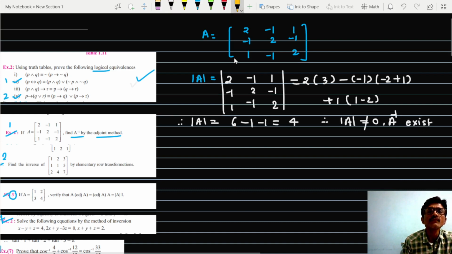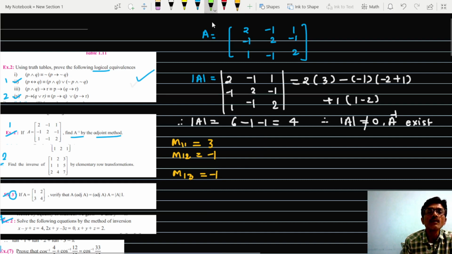Then we find all minors and cofactors. So minor m11 is equal to what? Value of this determinant 4 minus 1, that is equal to 3. m12 is the minor of this element, minus 2 plus 1, that is minus 1. m13 is the minor of this element, 1 minus 2, that is minus 1.